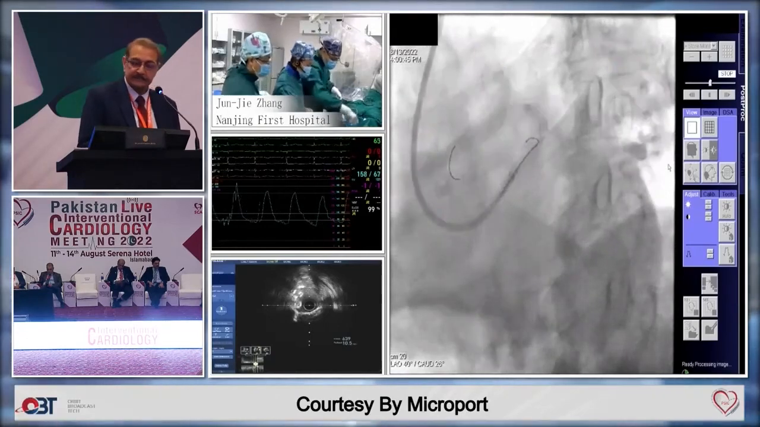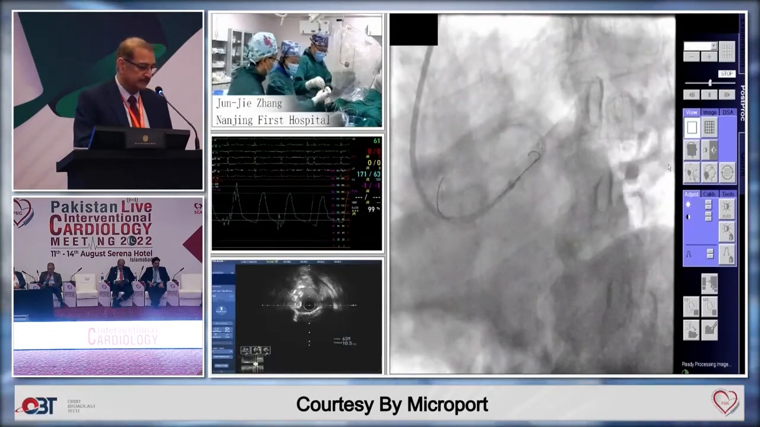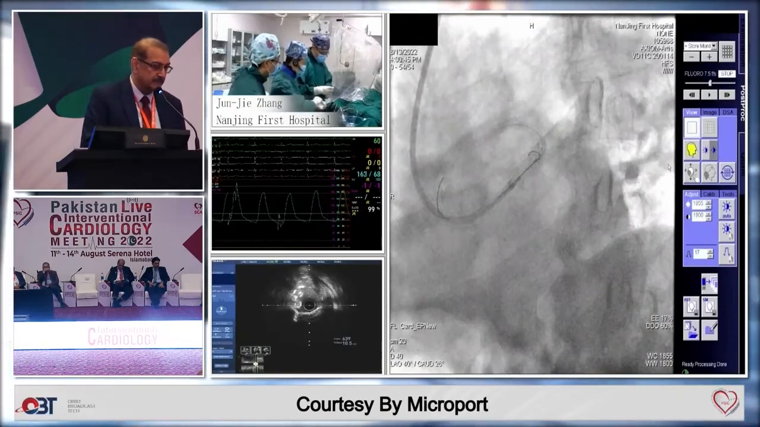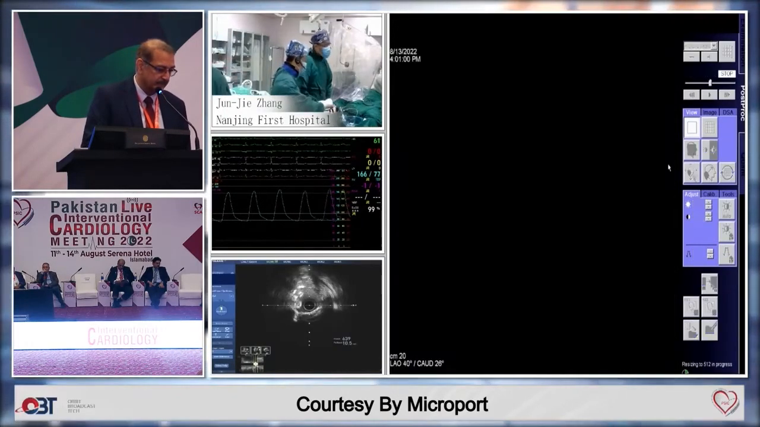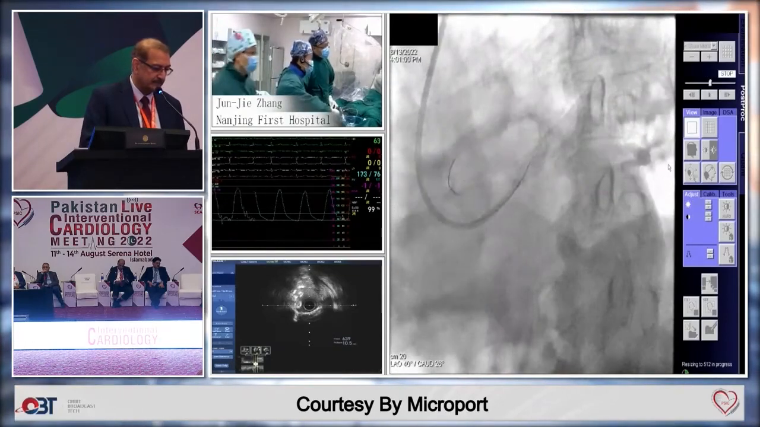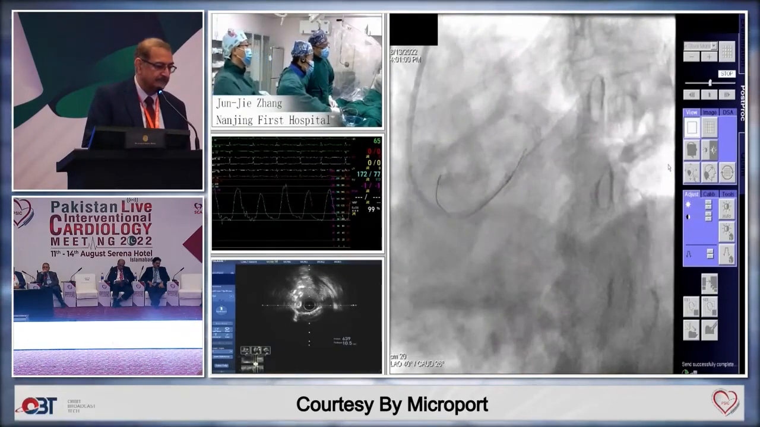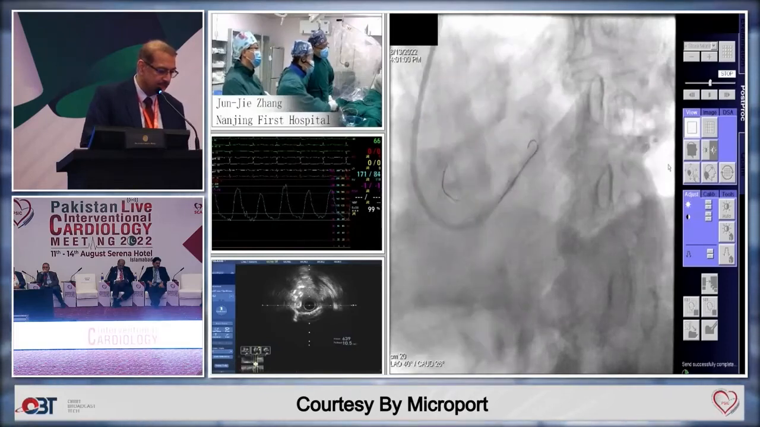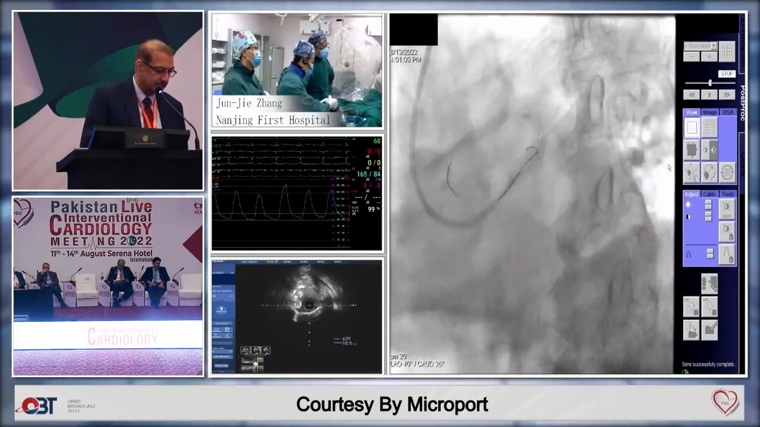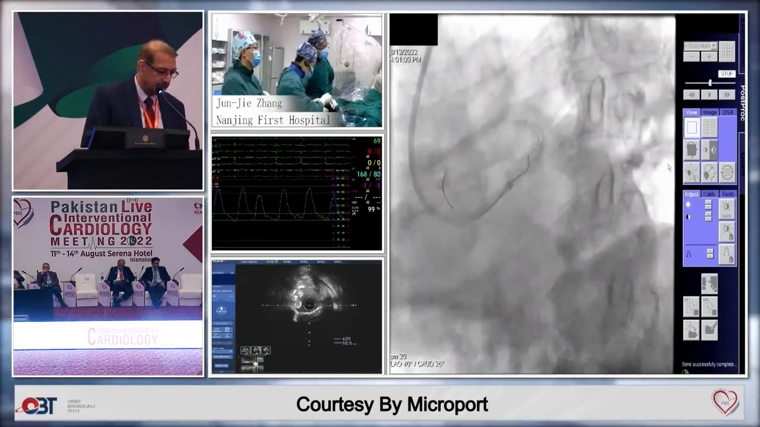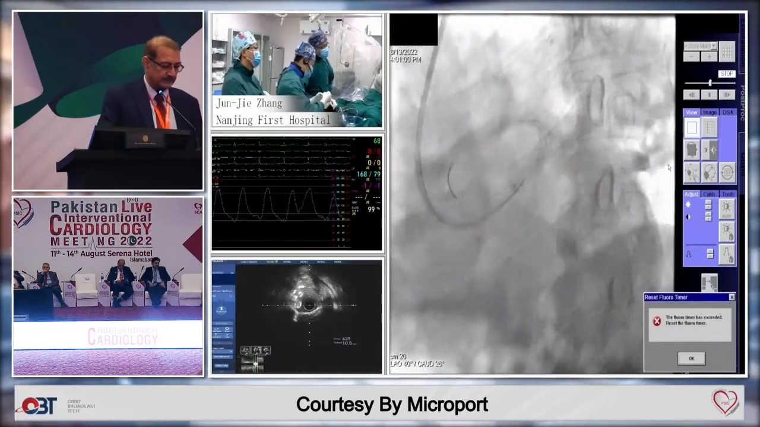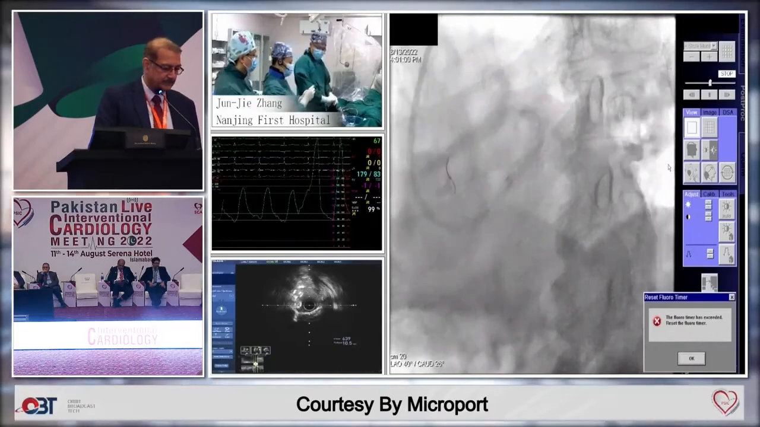Give me a new wire, this one is damaged. At this time, the secondary wire is still from the proximal cell. So I will still use the angio and the IVUS guidance. I think the wire tip is a little damaged. Maybe I will change to a new wire. You see, the wire is damaged. Sorry. Please give me a new wire.